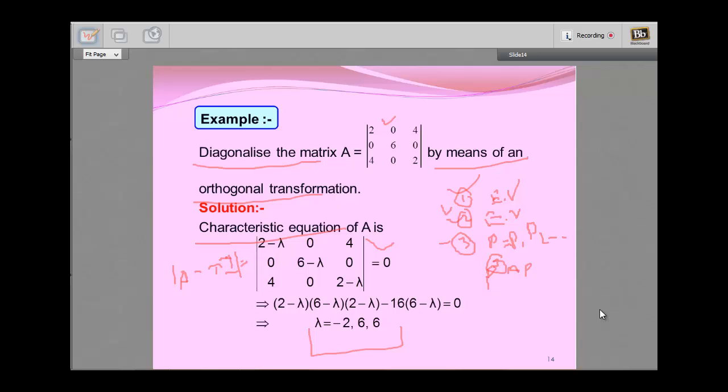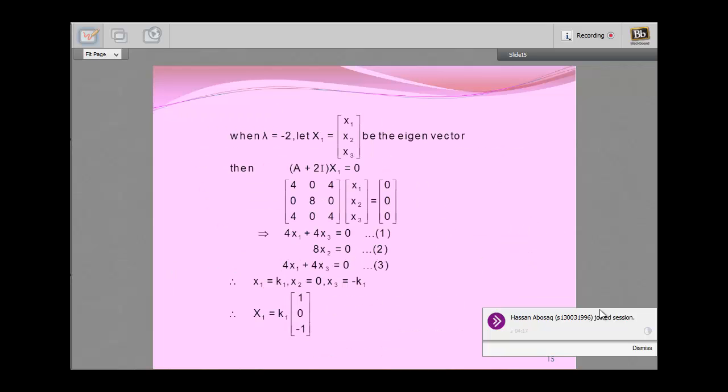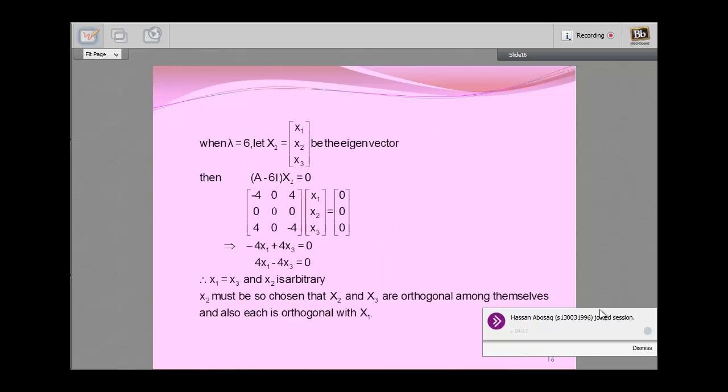So eigenvectors, let us see the eigenvector corresponding to lambda equal to -2, and the eigenvector corresponding to lambda equal to 6. So we will find the eigenvectors corresponding to these one by one. For lambda equal to -2, we will find 1, 0, -1. Similarly, we will find the eigenvector corresponding to lambda equal to 6.